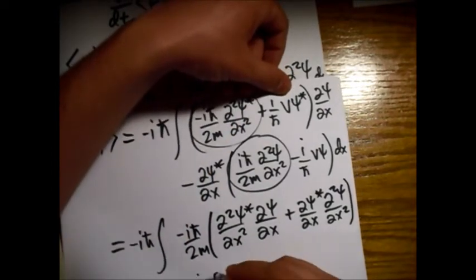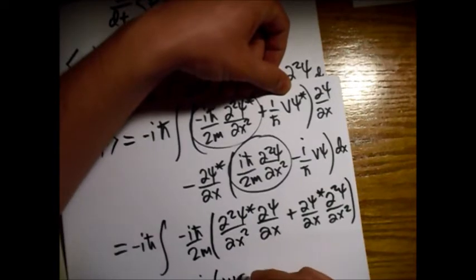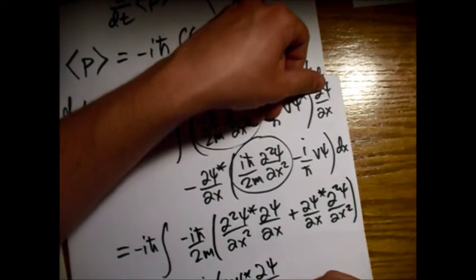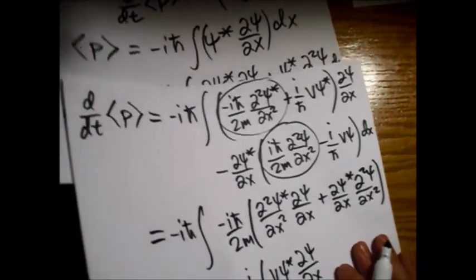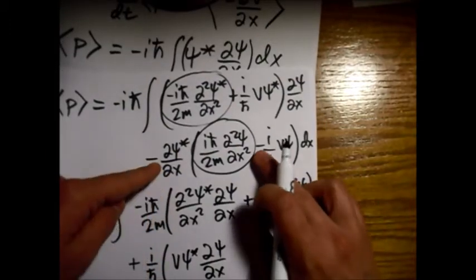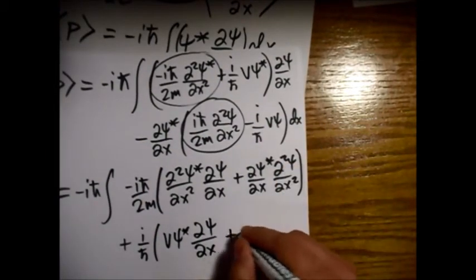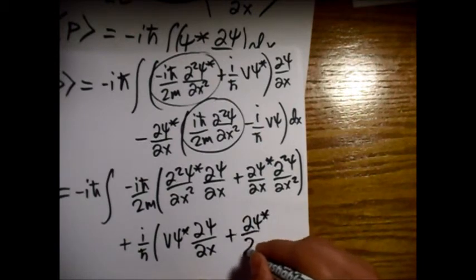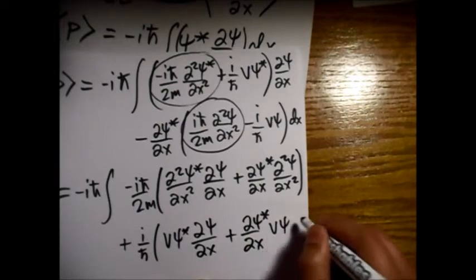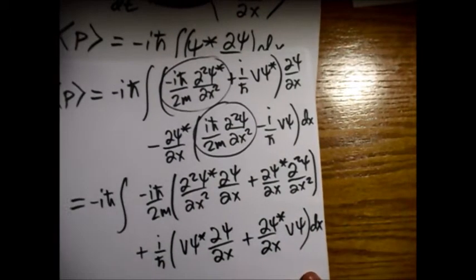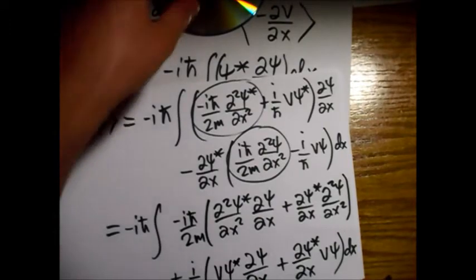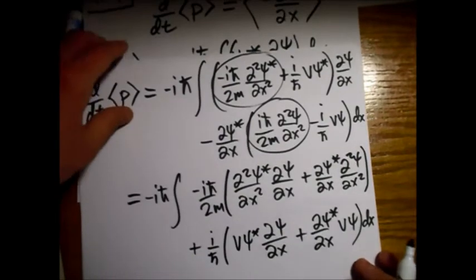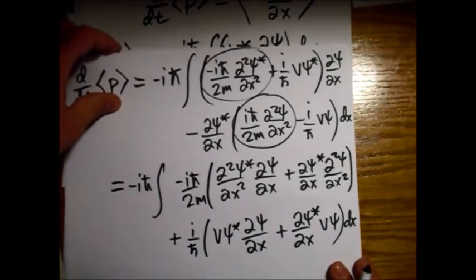Okay, now we have a v and then the conjugate wave function, and then we have that. Okay, and then this minus sign and this minus sign will give us a plus. Okay, I think we're good there. All right. Okay. Now let's see what we've got here.